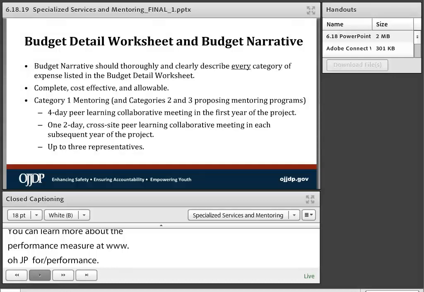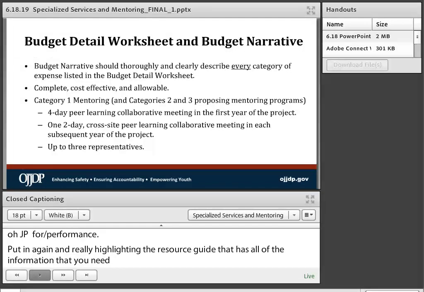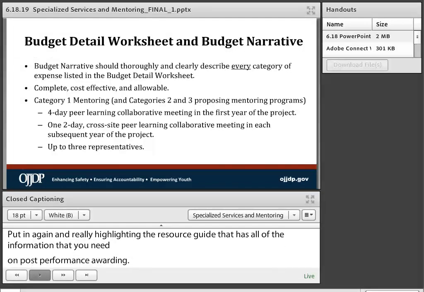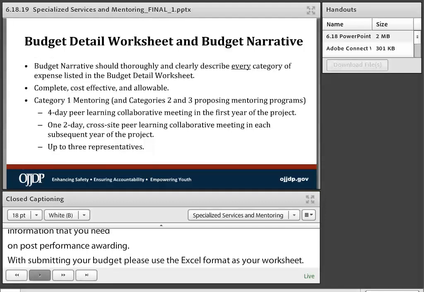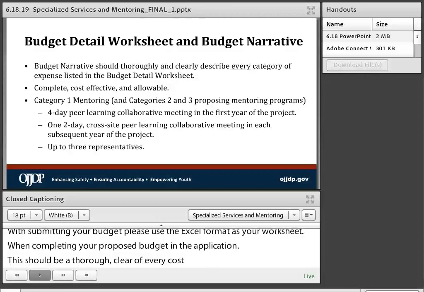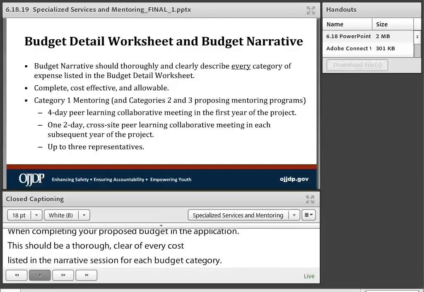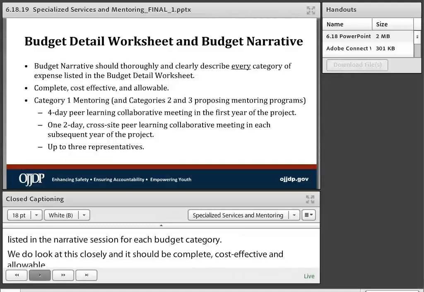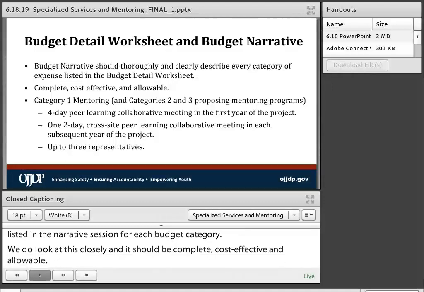When submitting your budget, please use an Excel version of the OJP's budget detail worksheet when completing your proposed budget in the application. This should be thorough, clear, really thorough, really clear of every cost listed in the narrative section for each budget category. We do look at this closely. It should be complete, cost-effective, allowable. What do you mean by allowable? That means reasonable, allocable, and necessary for project activities.